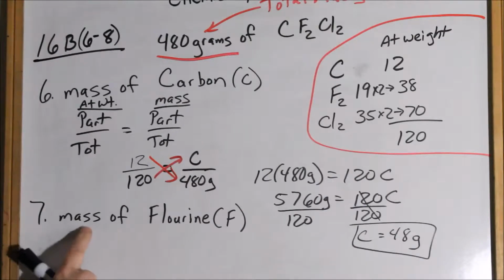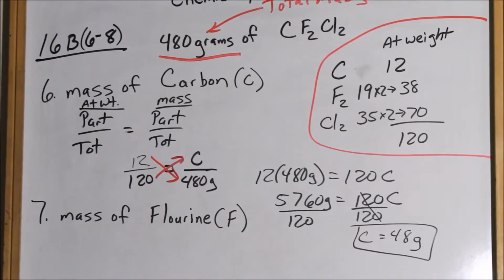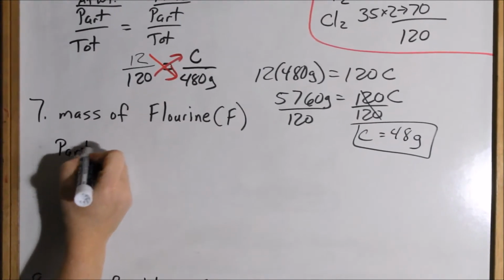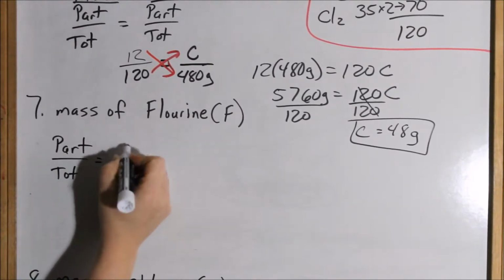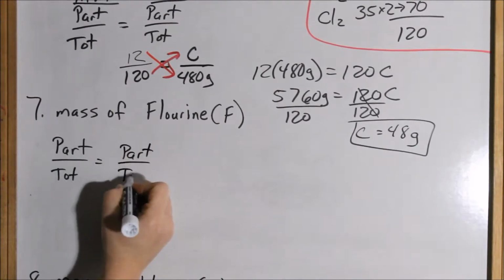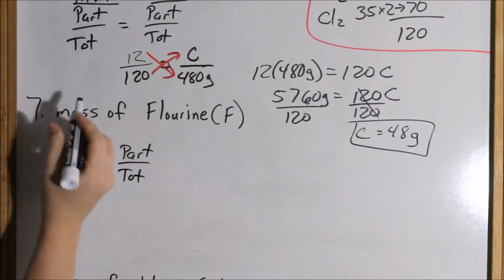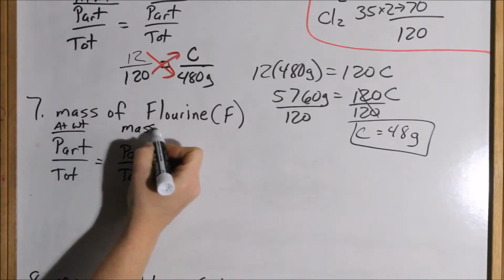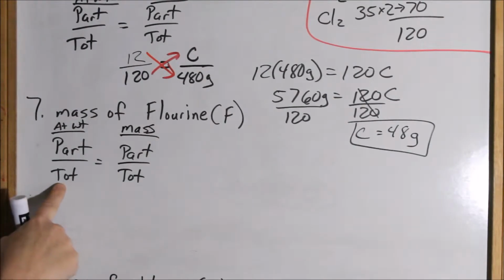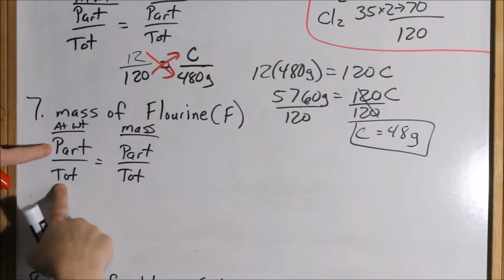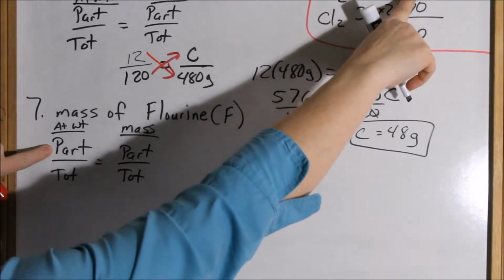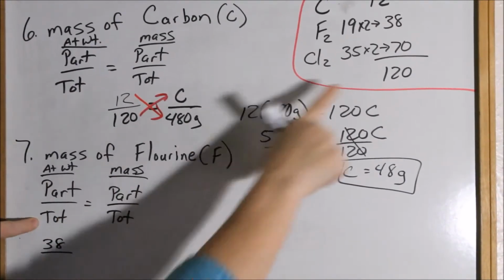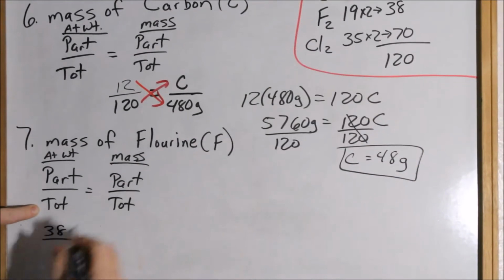Now look at number 7. They're asking us for the mass of fluorine. We do the same thing, okay? We are going to set a ratio equal to a ratio, and we're going to say the part over the total equals the part over the total, except this ratio is going to come from the atomic weight. This ratio is going to come from information from the mass. So looking at the atomic weight of fluorine, just fluorine alone was 38. Okay, so 38 goes in our numerator, and then our total will go in the denominator. The total atomic weight for the compound was 120.